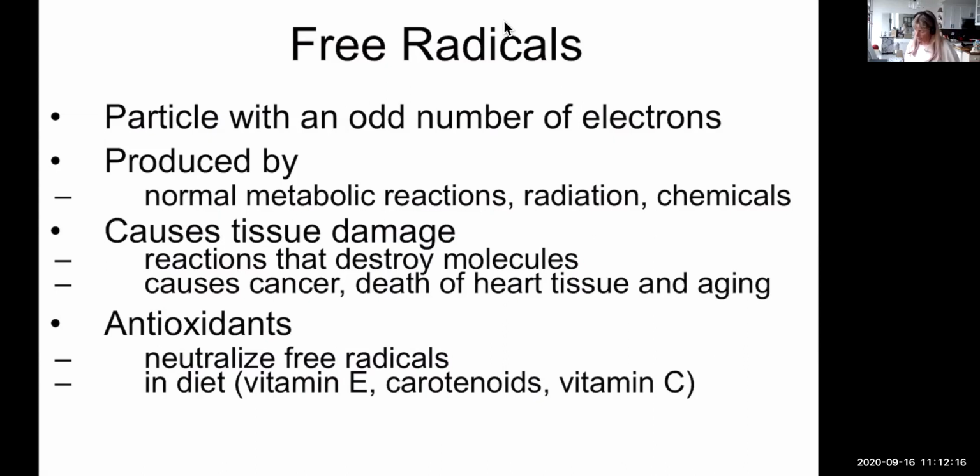It is produced by normal metabolic reactions, and we have a system to neutralize free radicals. They also occur as a result of radiation and some chemicals. So things like nitrites, I think that's one chemical. It's found in some wines, red wine, I think, and smoked meats.